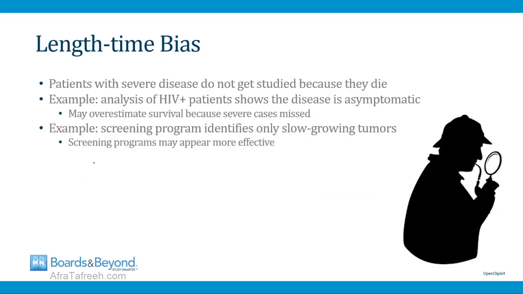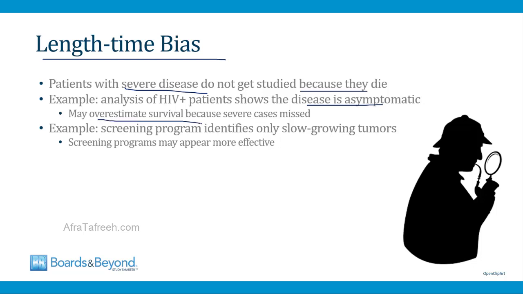A sort of similar type of bias is called length time bias. This refers to the fact that patients with severe disease do not get studied because they die. So for example, if you do a study of HIV patients, it might show that the disease is usually asymptomatic. And that's because patients with severe forms of HIV may have died already. And so if you try to estimate survival, you might overestimate survival because you're missing all those severe cases and only getting the milder forms.